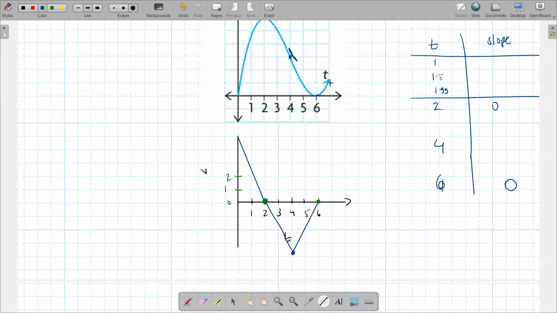What about between 6 to 7? What's happening to the slope? Increasing or decreasing? Increasing. So it's increasing in a positive direction. So it'll look like that. And there we go. That's going to be your velocity time graph.